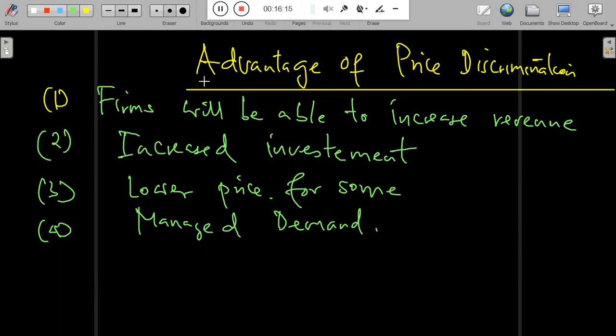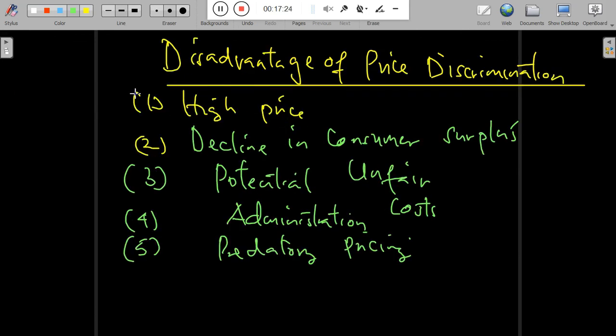After looking at that, let's come to the advantages of price discrimination. Firms will be able to increase revenue, increase investment, lower prices for some, and manage demand. Firms will be able to increase revenue since the producer sets a higher price that ensures they attain higher profit than from a single price. So producer surplus can be achieved. Also, an increase in investment: when a producer is able to attain higher profits, they are able to increase investment as well.